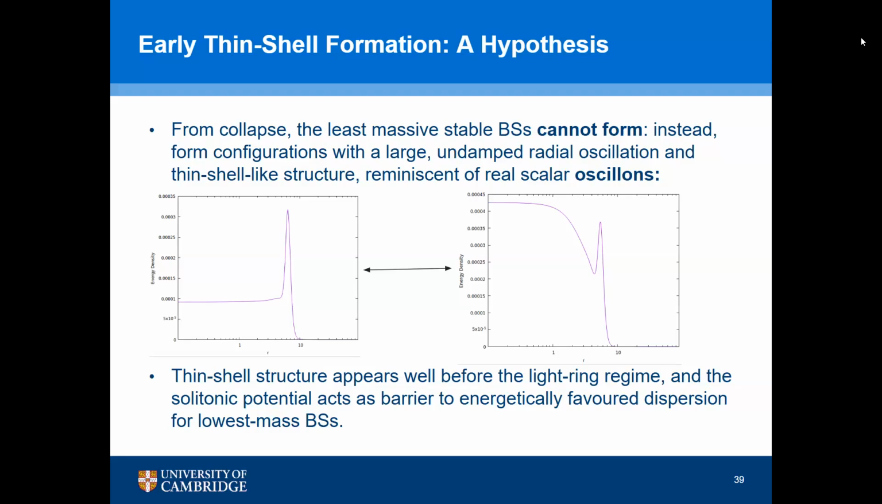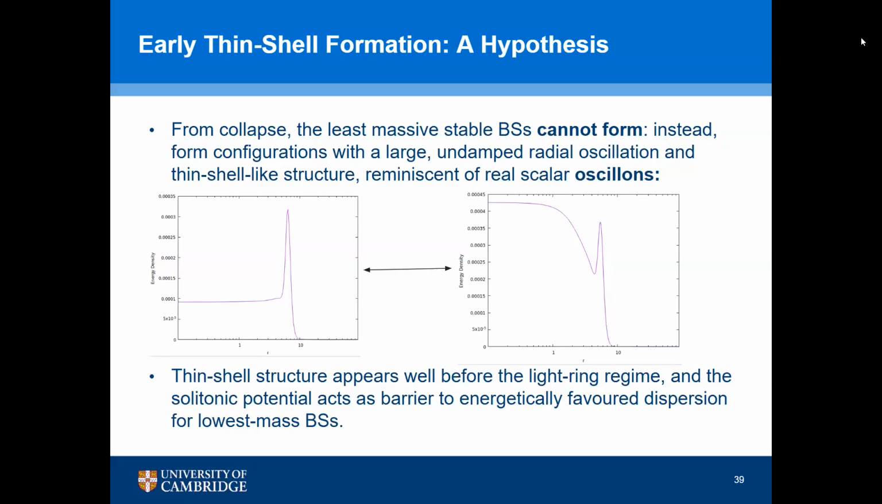If you have a real scalar field, you can't have a boson star solution, something that's actually stationary. There's always going to be a long-lasting undamped oscillation to source the kinetic energy that's necessary for a stable model to exist. And in this case you see something a little bit like this, where the oscillation just never decays. This is interesting because it tells us that this thin shell-like structure starts appearing way before we hit the light ring regime, and way before, if you just look at stationary boson star solutions, you start seeing this convergence of the thin shell.